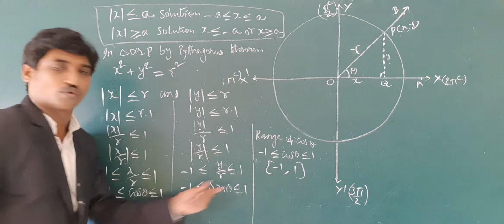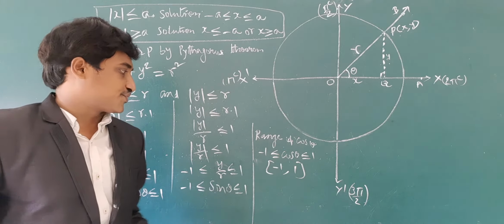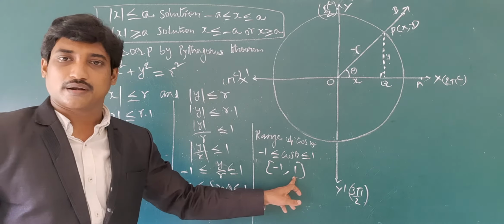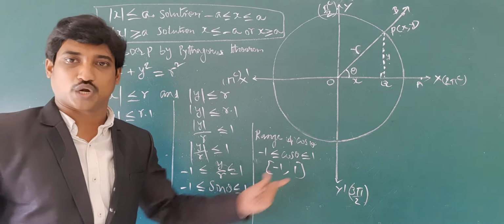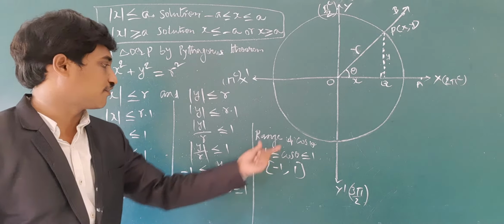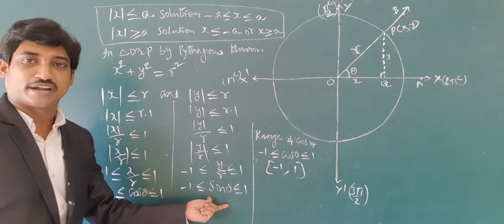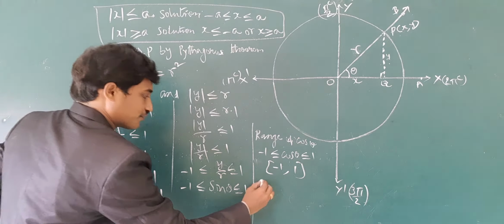That means the closed bracket minus 1, 1 means cos theta takes the value either minus 1 or 1, or a real number between minus 1 and 1. This is the range of cos theta. Come to sin theta. Sin theta takes the value either 1 or minus 1, or a value lying between minus 1 and 1. So the range of sin theta.